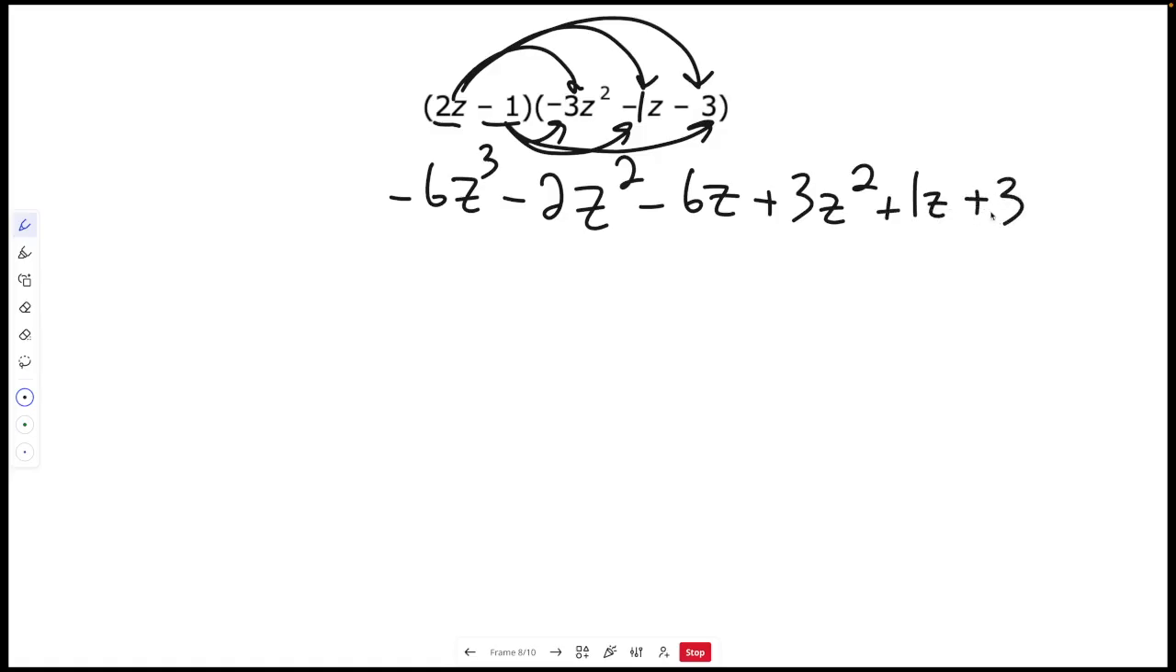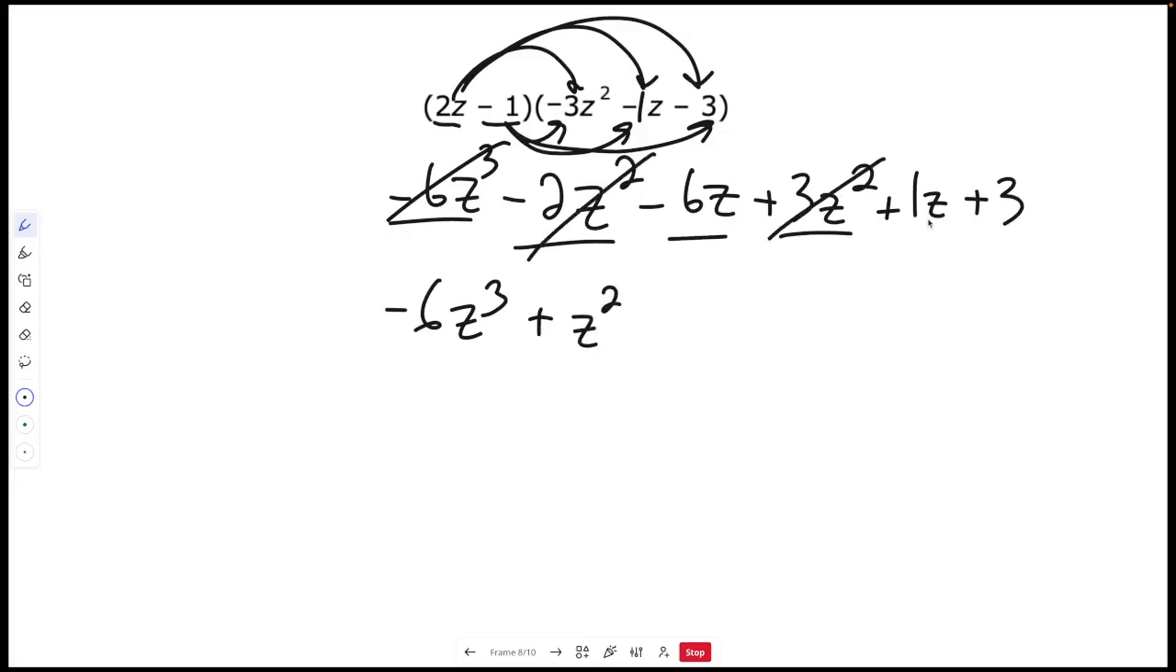And now we need to combine like terms. So starting with the highest exponent, negative 6z cubed, nothing to combine. Bring it down. Cross it out. Negative 2z squared can combine with 3z squared to give me 1z squared. Negative 6z and positive 1z is negative 5z. And the plus 3 has nothing to combine with. And this is our final answer.